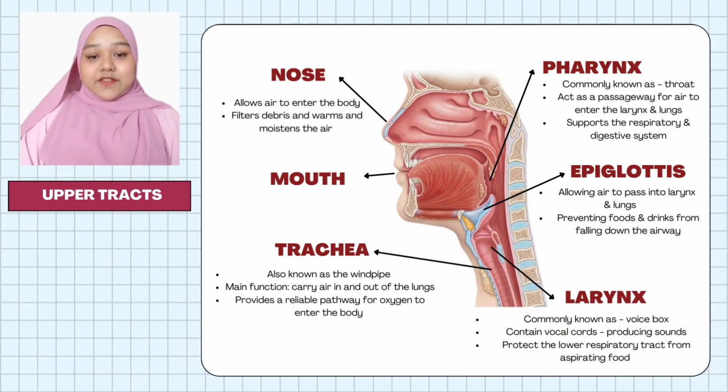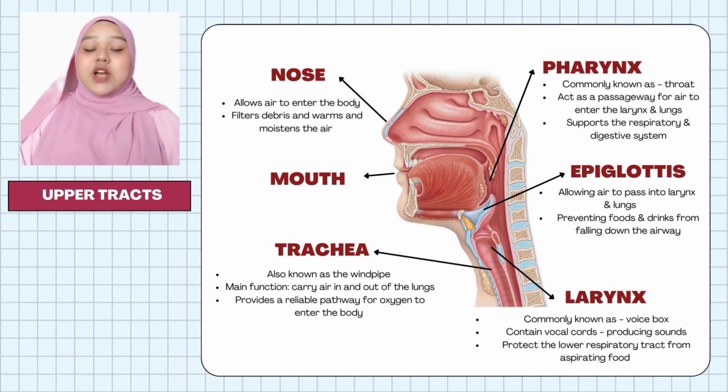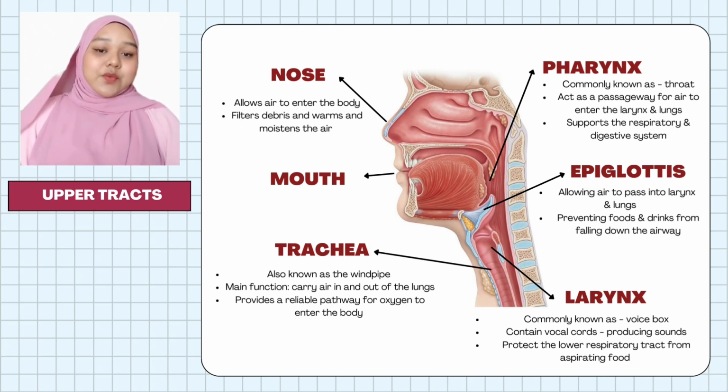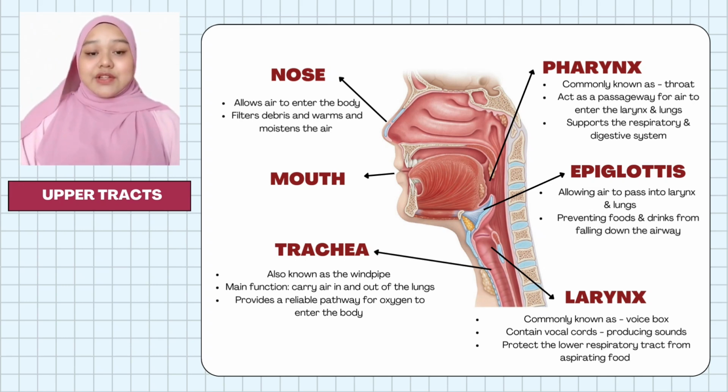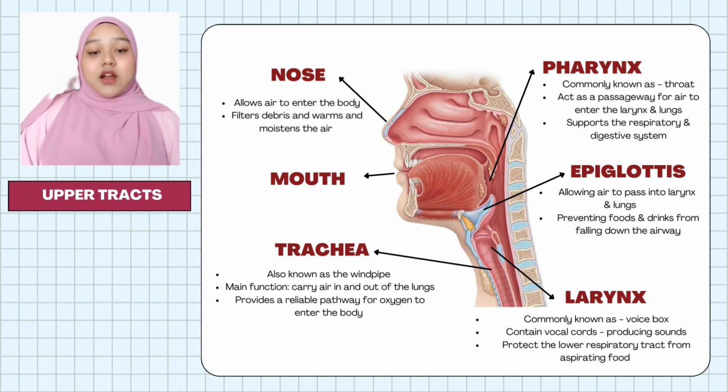Moving on to the specific functions of the respiratory system. As informed by the previous presenters, there are 2 parts of the respiratory system, which are the upper tract and the lower tract. There are 6 parts in the upper tract, which are the nose, trachea, pharynx, epiglottis, larynx, and the mouth. The first organ is the nose. The nose allows air to enter the body, and it also helps in filtering debris from entering our body.